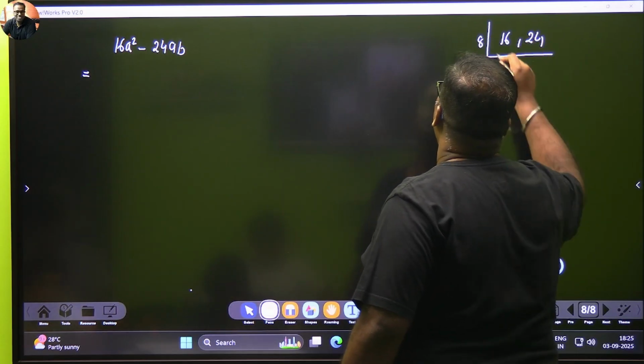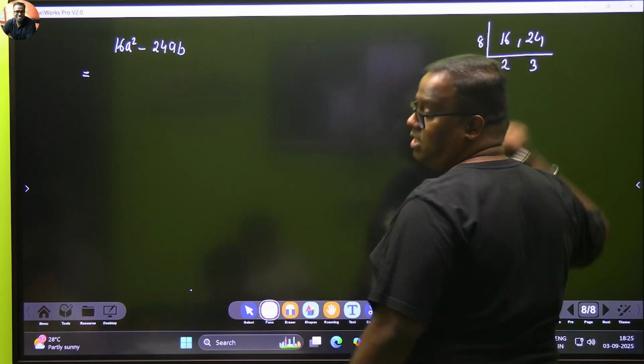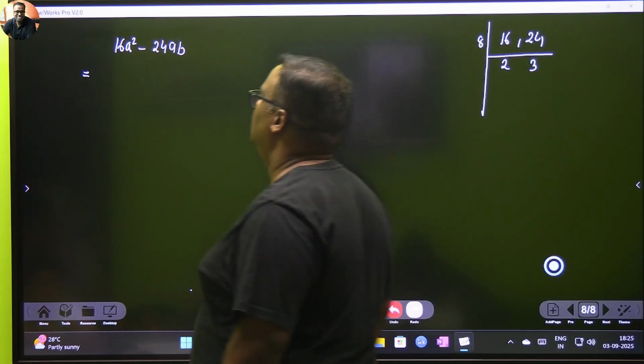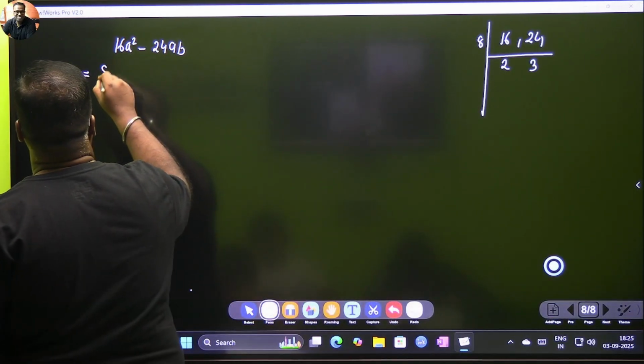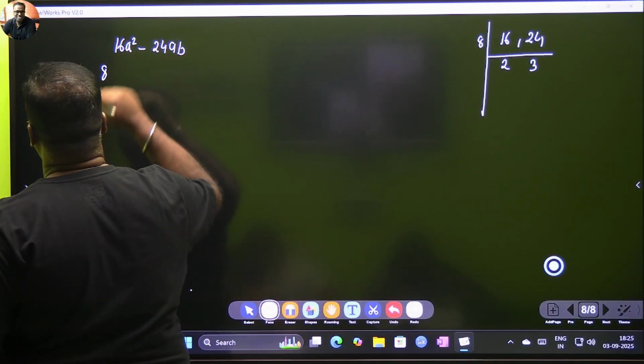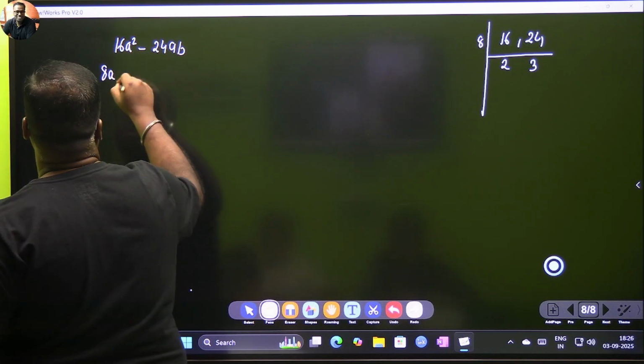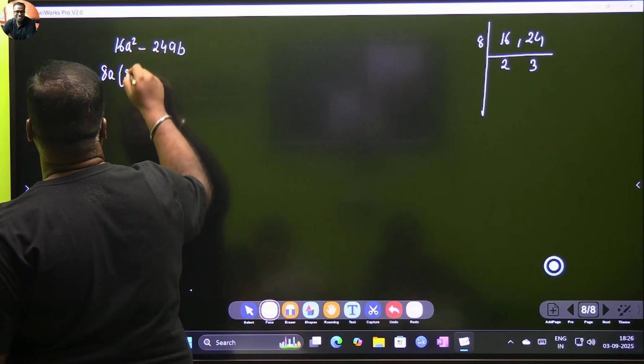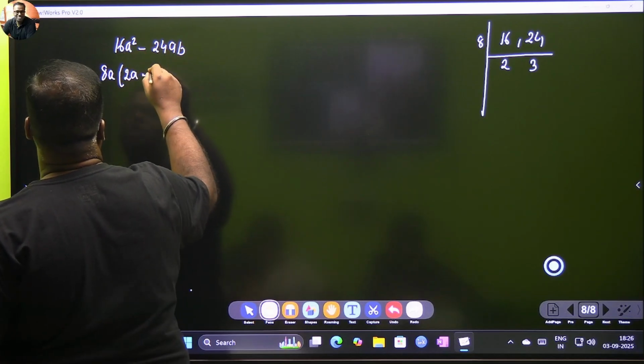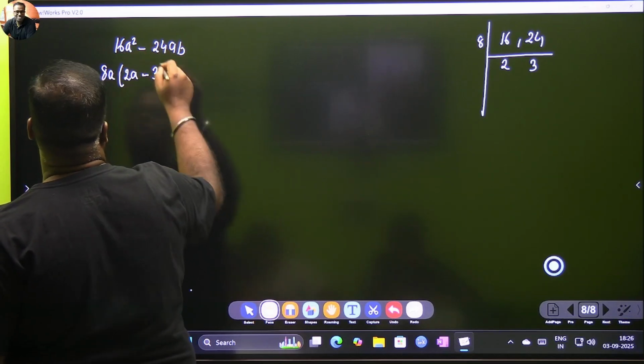If you take 8 here, 8 twos are 16, 8 threes are 24, and nothing more goes. So 8 is my highest common factor. So what do I take? I took 8. Between a square and a, who is the poorer one? a is the poorer one, and b he doesn't have, so the question does not arise. How much remains here? 2. 8 twos are 16, so 2a. Minus, how much will remain here? 8 threes are 24. a already gone.